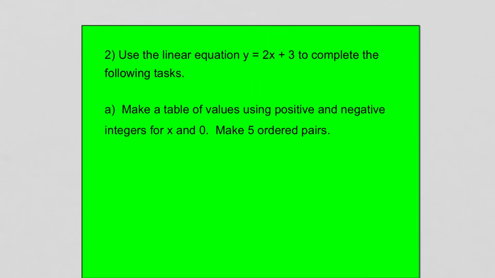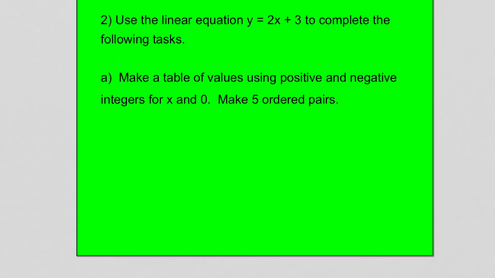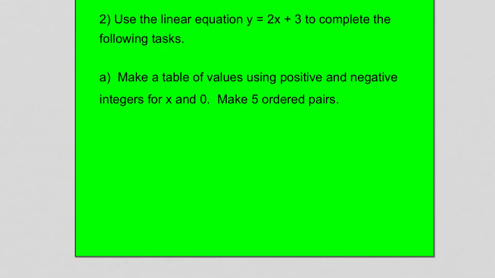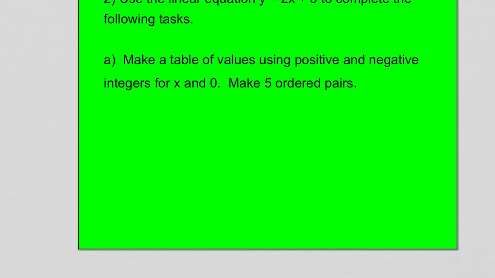I wanted to do one more video with another equation to show you how to graph linear equations when given the equation. This is just like the first question we did, different equation though. It says y equals 2x plus 3, and we're going to make a table of values using positive and negative integers for x and 0, and we're going to make 5 ordered pairs.